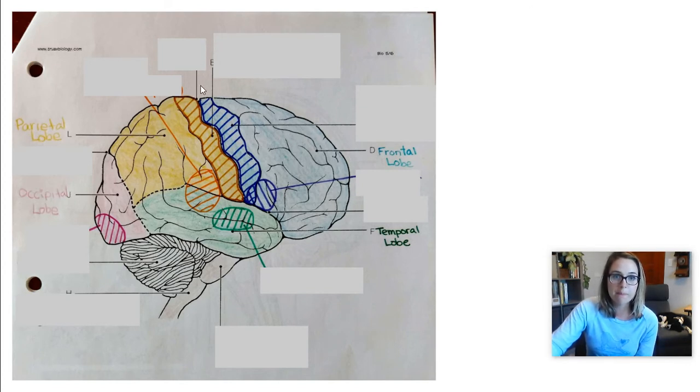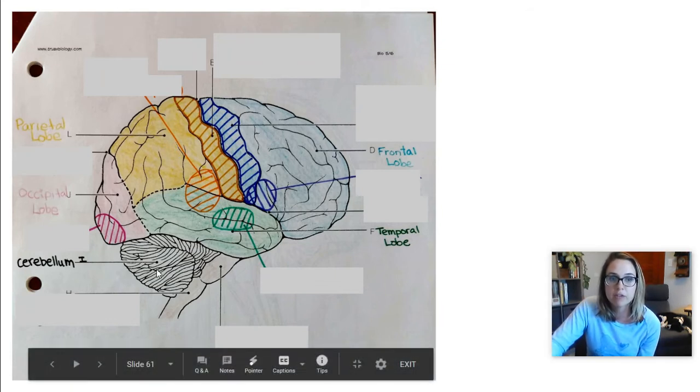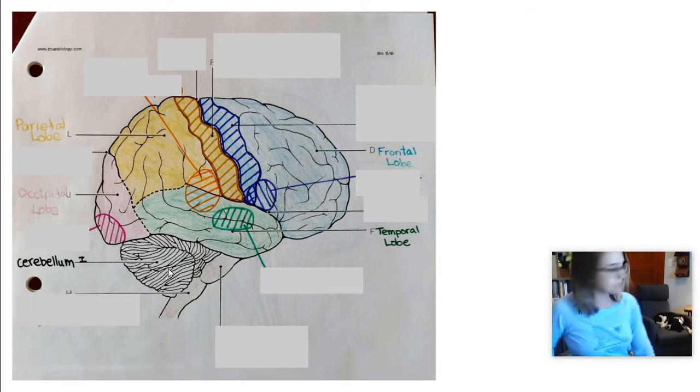So the main one that separates my frontal lobe from my parietal lobe, sorry, I'm getting a little ahead of myself. We'll get to there. That's the central sulcus. But we can't forget our cerebellum.